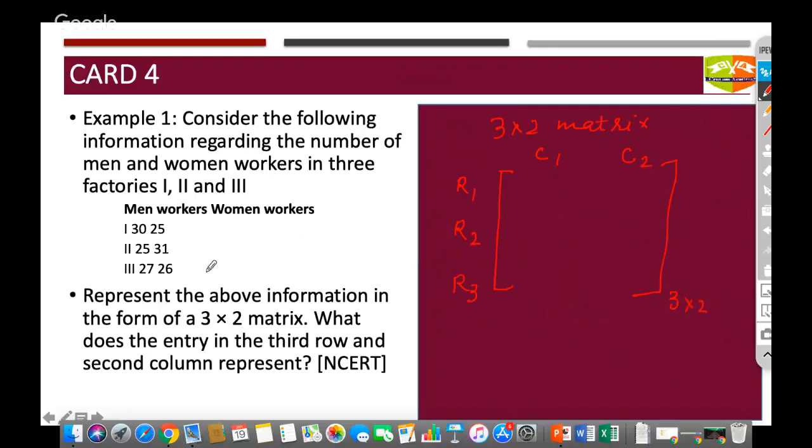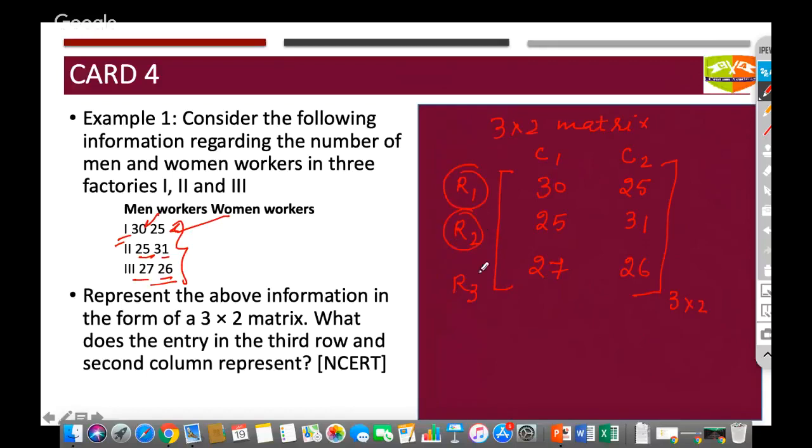Now you have been given this particular information. The number of men workers is 30 and the number of women workers is 25 in the first company, so I'm writing 30 men here and 25 women here. Then in the second company there are 25 and 31, so I'm writing 25 and 31 here. And in the third company the numbers are 27 and 26, so I'm writing 27 and 26. This is how you make it.